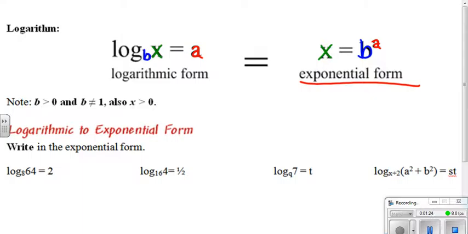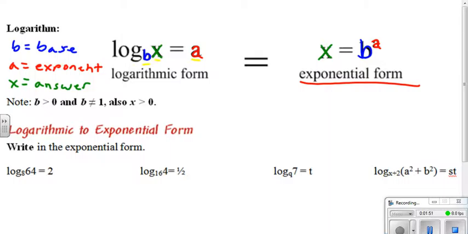One way that I always like to think of it is, your b is your base. I'm going to write that over here: b equals base. Your a is your exponent. And your x, I don't know if there's an official term for this, so I'm just going to call it the answer. So your base to your exponent is your answer. That's how logs are written.